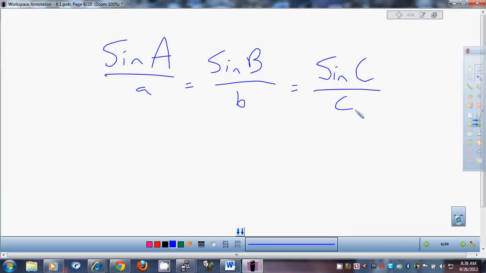Everybody got this written down? That should be the only piece of notes you have, and then we'll just do a few examples. Okay.